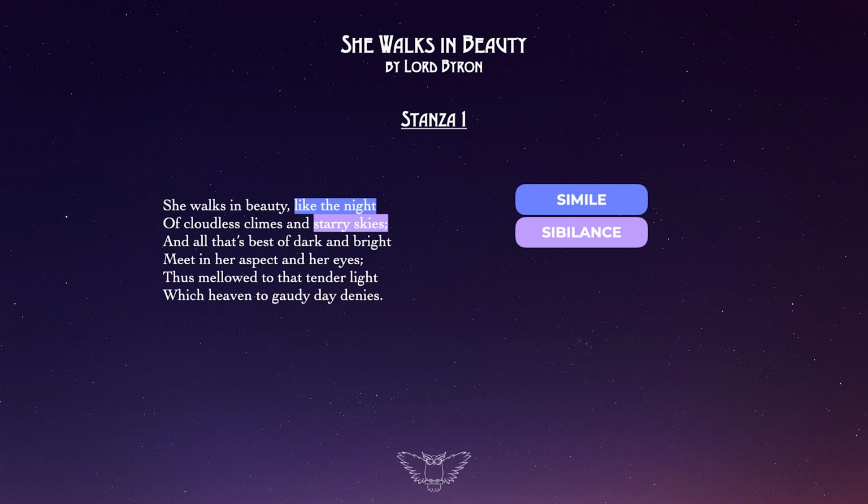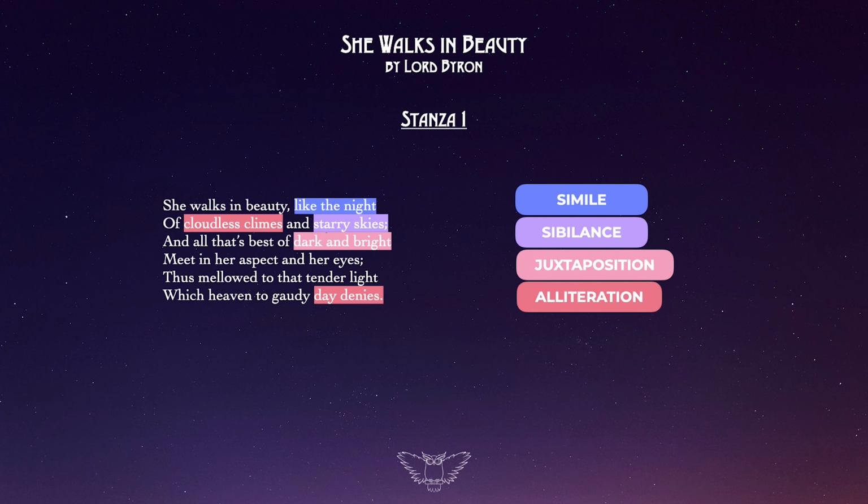Now, Lord Byron was a little bit of a philosopher, and he acknowledged that to make up a person, they will have good qualities and bad qualities. But everything that's best about her, about dark qualities, about sins, she has those qualities, but she also has the best of the light qualities, so they balance each other out. She's this perfect balance of beauty, inside and out.